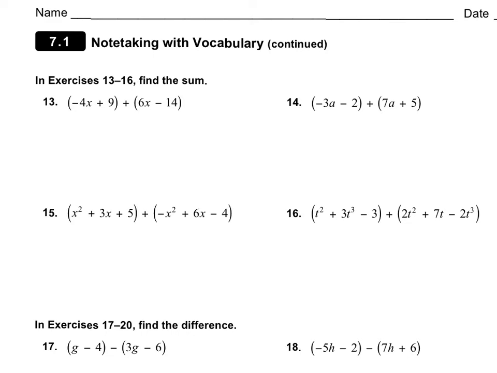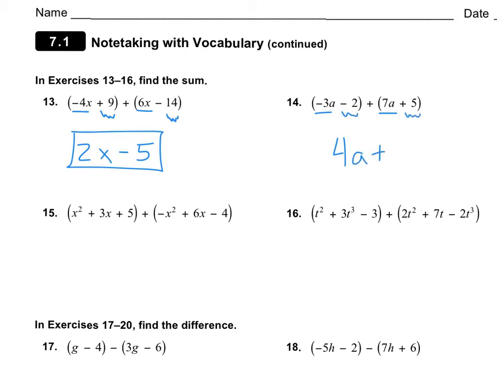Okay, so on 13, I have negative 4x plus 6x. That's going to be a positive 2x. And then I have a positive 9 and a negative 14. So 9 minus 14 is negative 5. On number 14, I have negative 3a plus 7a. That's going to make 4a. I have negative 2 plus 5, which is going to make a positive 3.